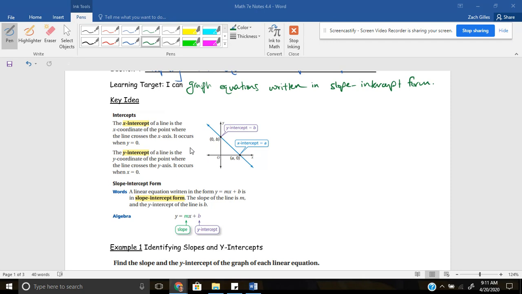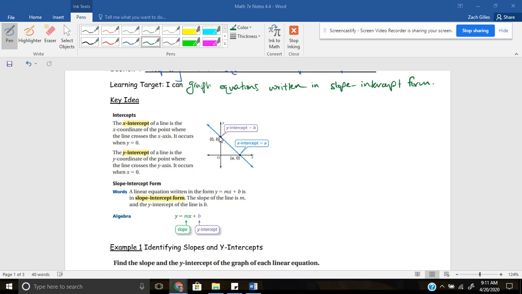And really, it's a fancy way of saying it's where your line, here's our blue line, crosses the x-axis. That's what an intercept is. And it's the same with the y-intercept. The y-intercept of a line is the y-coordinate of the point where the line crosses the y-axis. It occurs when x is equal to 0.